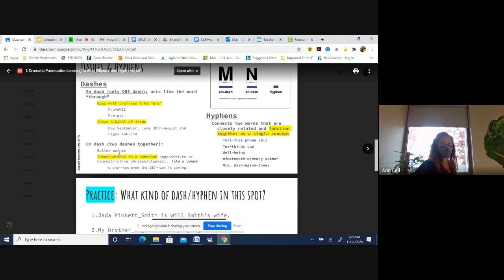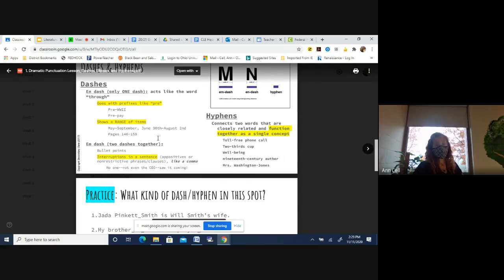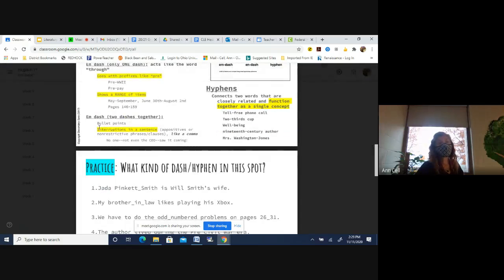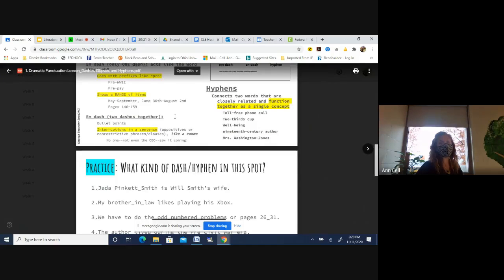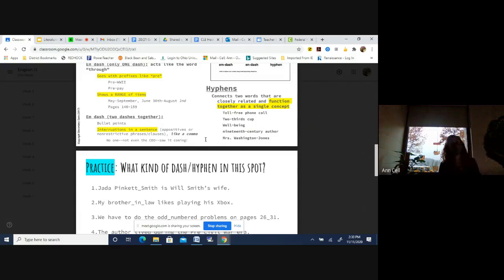The M dash, which is two dashes together, boom, boom, shows interruptions in a sentence, like in an appositive or a non-restrictive phrase or clause. It acts a little bit like a comma, only with more emphasis. So if I said, no one, not even the CEO, saw it coming. This is sort of the way a colon pointed things out, a dash interrupts you and points things out.